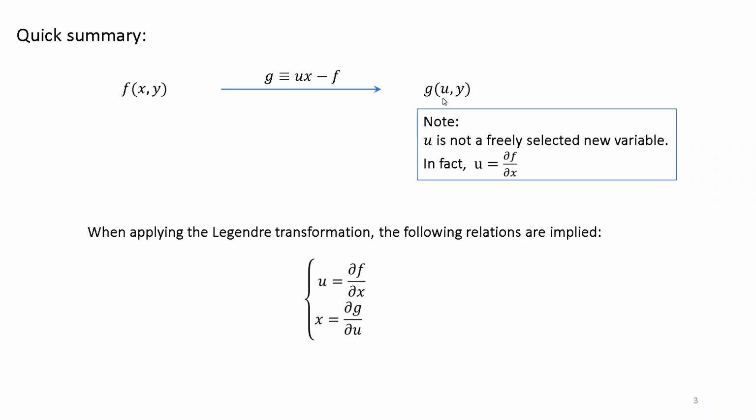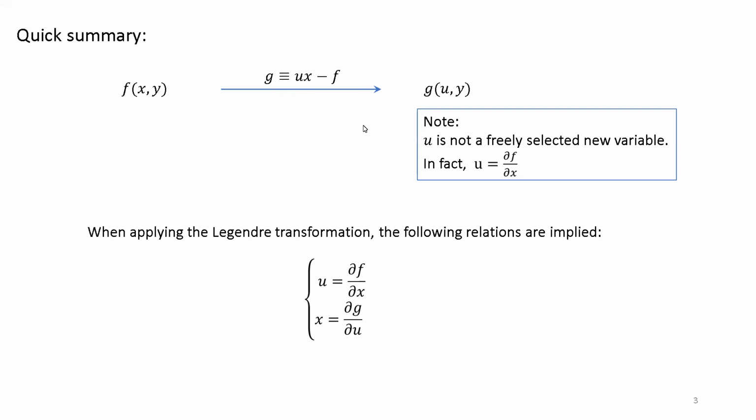And this u and this x are actually related. They have to be related by this relation here. So if you do the Legendre transform, this has to be satisfied, and g is written as ux minus f.